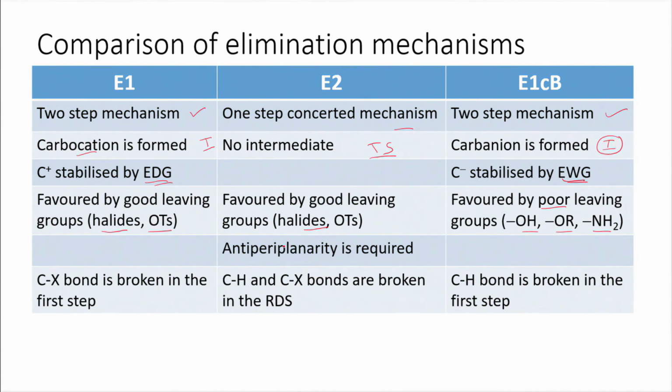And the only requirement, the stereochemical requirement for E2 mechanism is the anti-periplanarity. For E1 or E1cB, we do not have any specific stereochemical requirements. And in the E1 mechanism, C-X bond is broken in the first step. In the case of E1cB, C-H bond is broken in the first step. And in the case of E2, both C-H and C-X bonds are broken in the rate determining step.